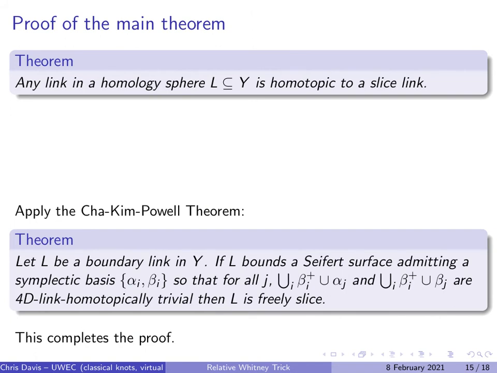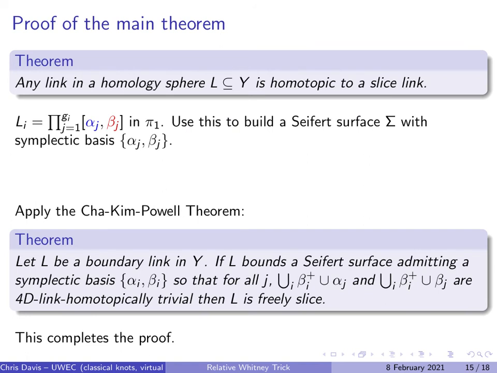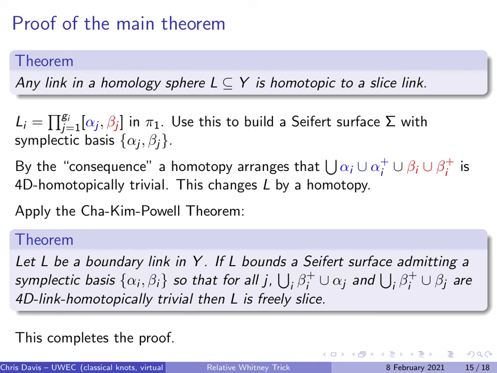So, again, I want to show that any link in any homology sphere is homotopic to a slice link. I'll use that consequence from the previous page. And how will I use it? I'll use it by saying most of the same words as on the previous page. Any link is null homologous in pi 1. So you can use that to build a Seifert surface bounded by the components of L with exactly those alphas and betas as a symplectic basis. By the previous page, I can change these alphas and betas by a homotopy and eventually get this thing to be 4D homotopically trivial. Doing so will only change the link L by a homotopy.